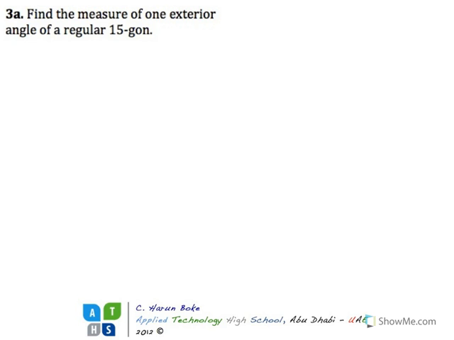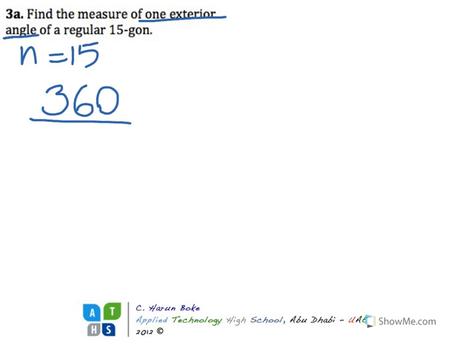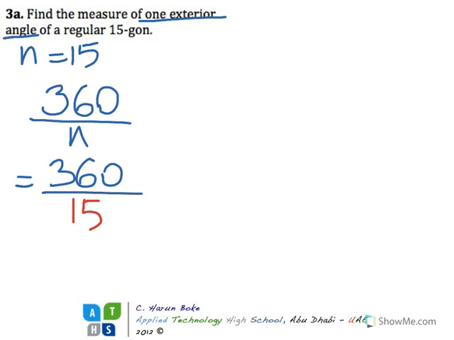Find the measure of one exterior angle of a regular 15-gon. Here, n is 15 obviously, and it asks for one exterior angle. So I'm going to use the formula 360, the sum of exterior angles, divided by the number of sides. If you substitute n to be 15, then it will be 360 divided by 15, which gives us 24 degrees.